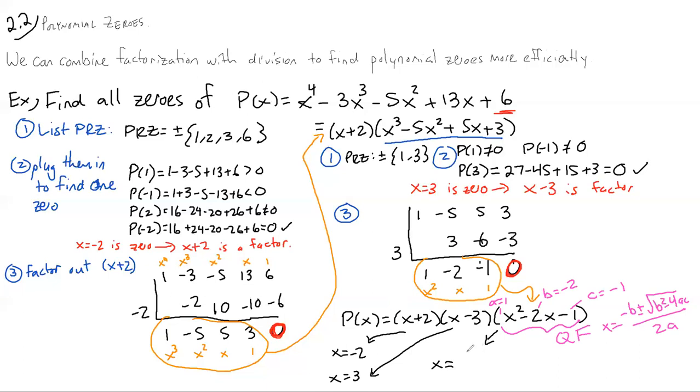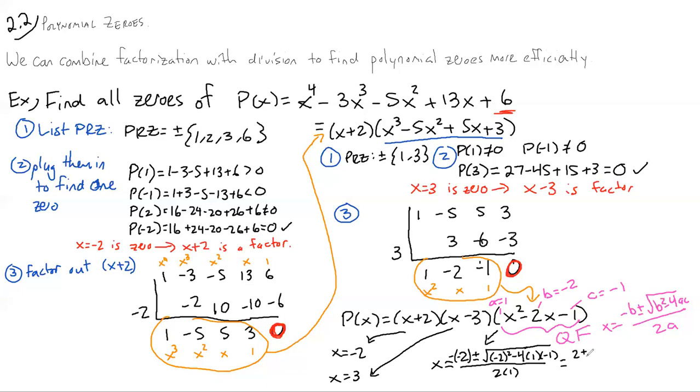my -b will be -2, so 2, plus or minus the square root of negative 2 squared. Maybe I'll actually just put the extra steps in here. Negative 2 squared minus 4, a is 1, and c is negative 1 over 2a. And I'll just clean this up.